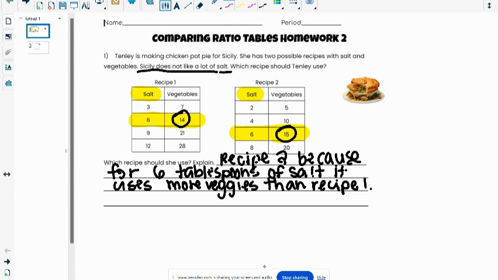Okay, so we're looking for a number that is the same in both of the same columns. For example, I could not look for a number that's the same in the salt over here and then the vegetables over here, because that's not comparing the same thing, if that makes sense. All right, let's do the next one together as well.